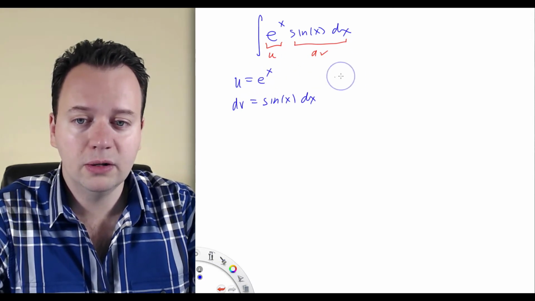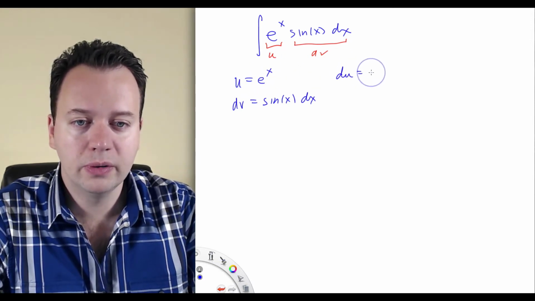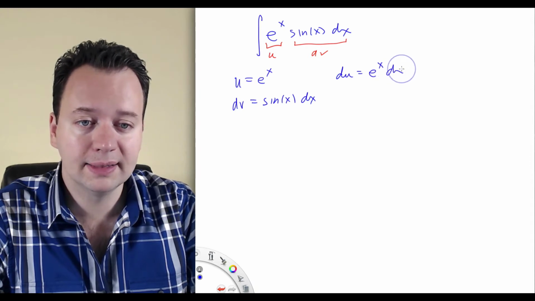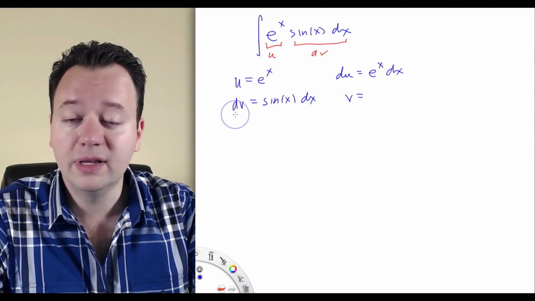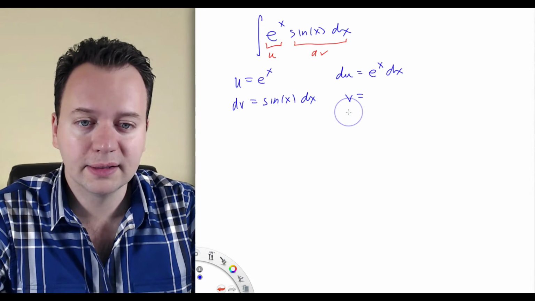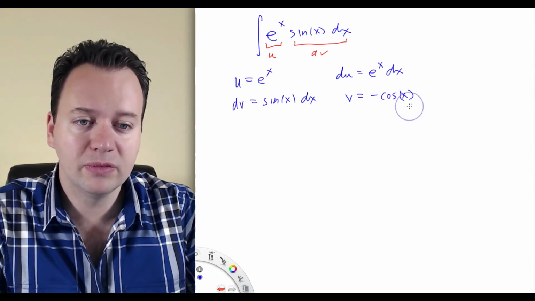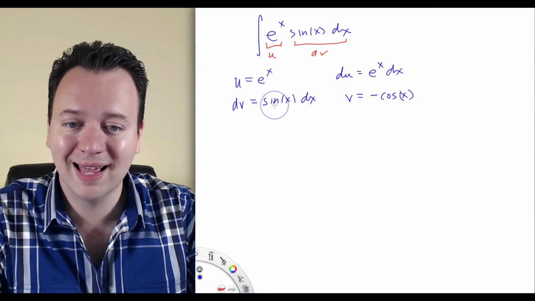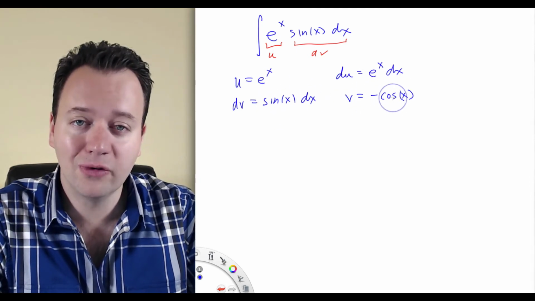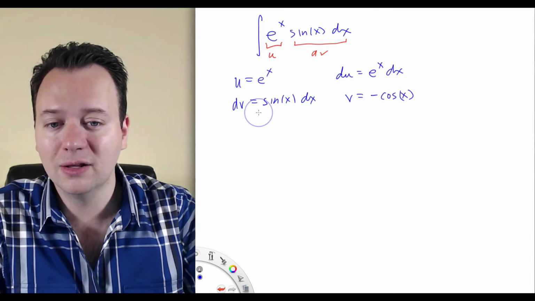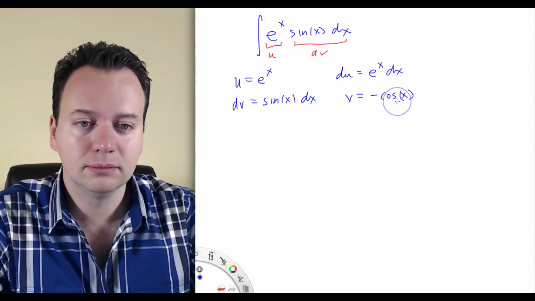So u is equal to e to the x, so du is equal to e to the x dx. Now dv was equal to sine of x dx, so v is equal to minus cosine of x, because the derivative of cosine is minus sine. Remember, we're going backwards. Derivative of cosine is minus sine, so the integral of sine is minus cosine.